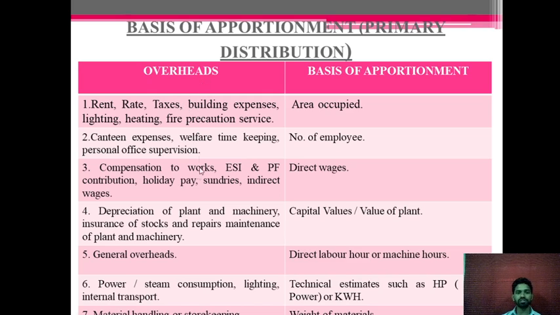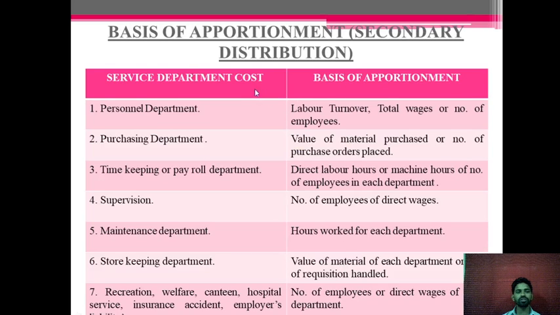These are the expenses, and they are distributed on the basis of apportionment related to the area occupied, number of employees, direct wages, capital value, and direct labor. Now see the basis of apportionment in the secondary distribution. These are the service department costs and the basis of apportionment, and with the help of this we have to distribute the common cost among the departments.